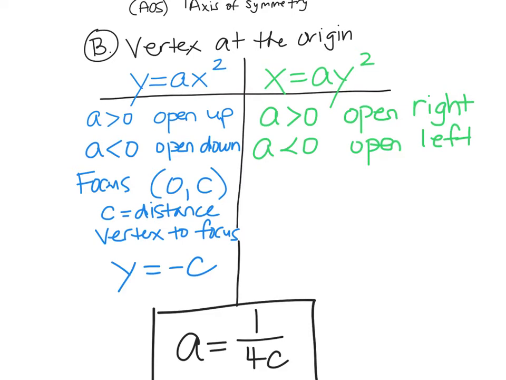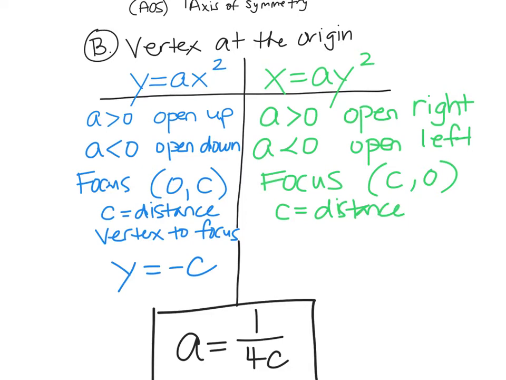It's also going to have one focus point, and that would be at the point (c, 0). See how everything switches? C is still the distance from the vertex to the focus. Distance, vertex to focus.